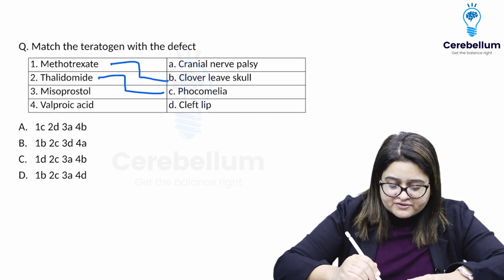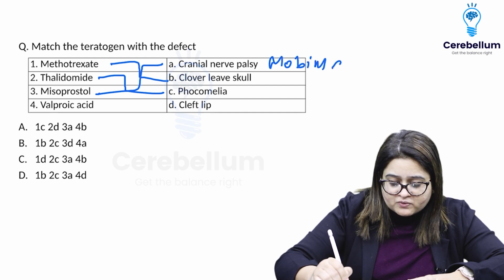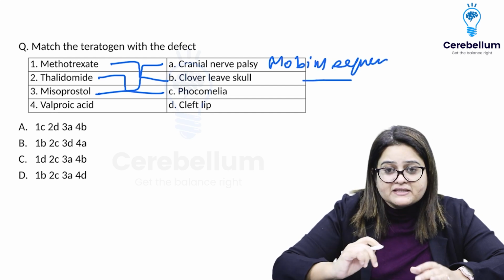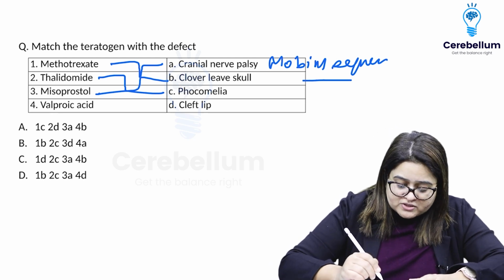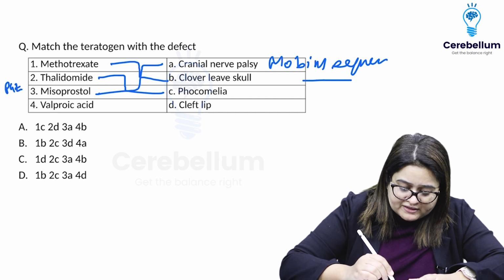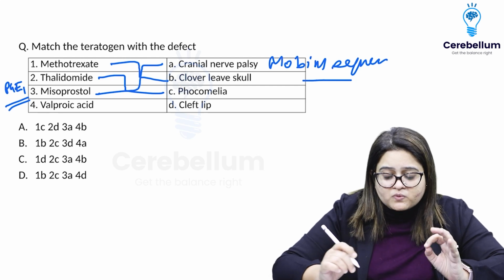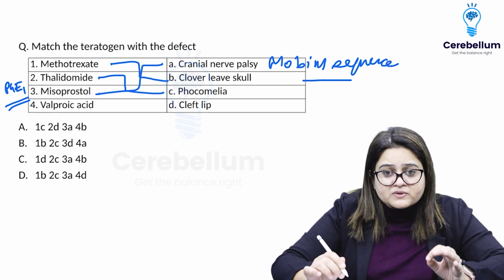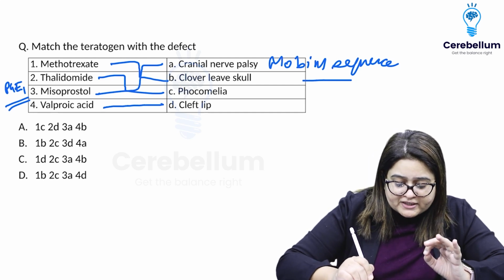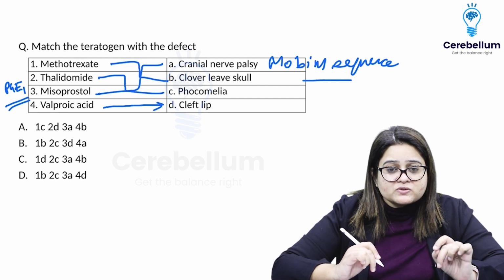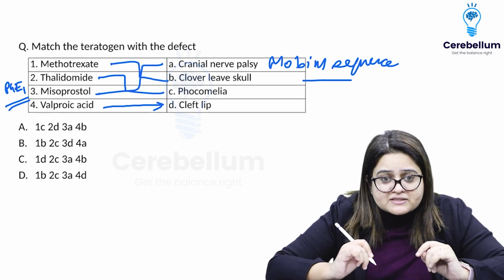Her baby is at risk of developing Mobius sequence. What is Mobius sequence? It is basically cranial nerve palsy. So misoprostol, which is also called prostaglandin E1, is known to be associated with Mobius sequence. What does valproic acid cause? Valproic acid is an anti-epileptic. It is known to be associated with facial clefting, cleft lip, and cleft palate. So this is the correct match.